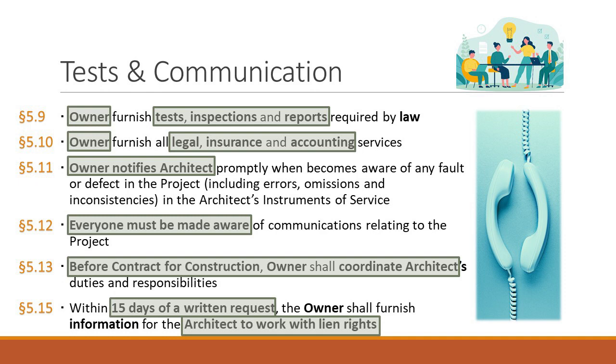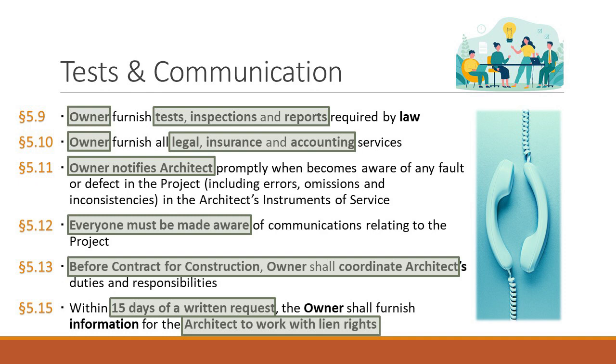So what 5.15 basically says, going back to the provision on the screen, is if the architect says, I need to know what the information is about liens, whether it's the description of the property or whatever, the owner has to provide that information. And that's to make sure that the architect or its consultants can protect their rights for the services they've done. Okay? All right. Any questions on owner's responsibilities?